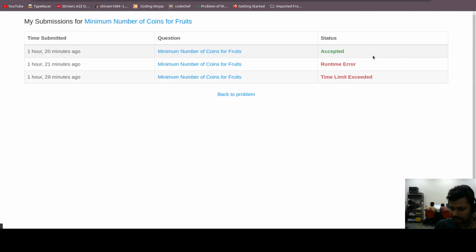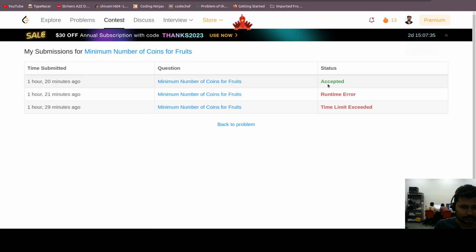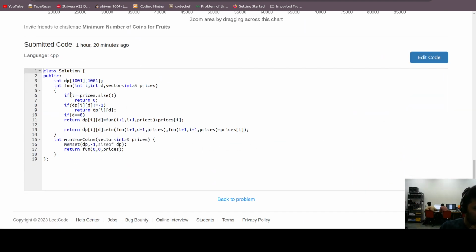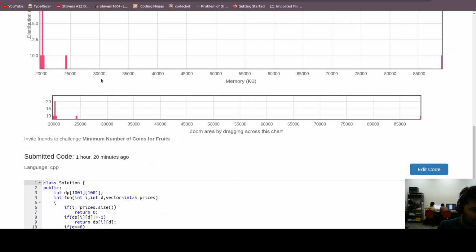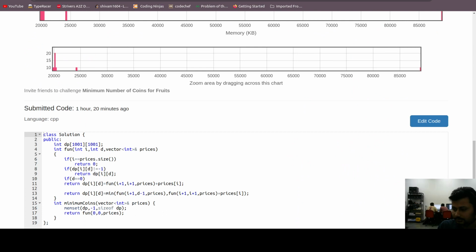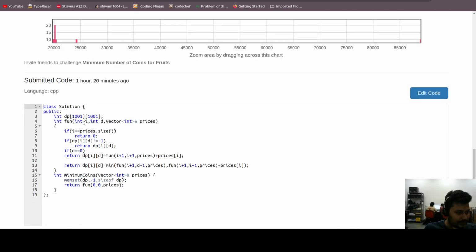This is my submission. First we are creating a 2D DP array of size 1001 by 1001, because of the maximum length. Here the function takes two arguments, i and d, and a vector prices, because we have to keep track of the price of each index.